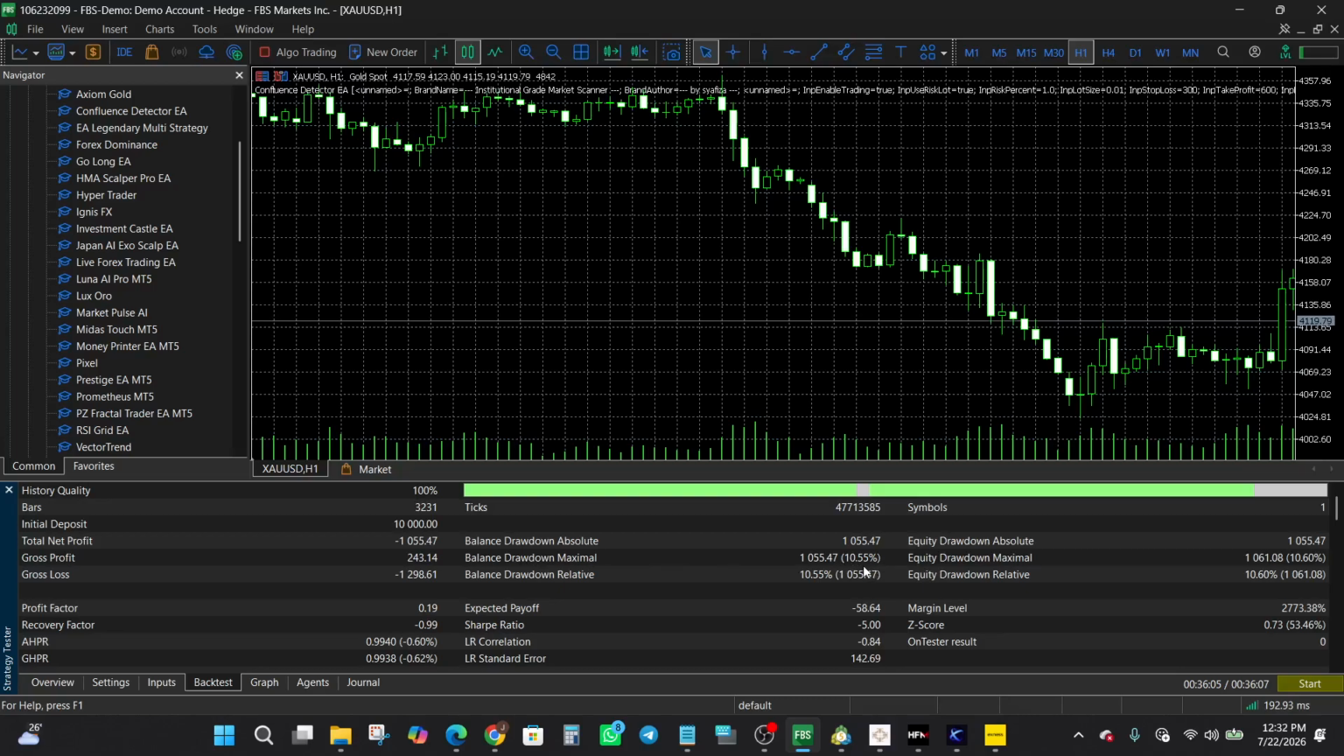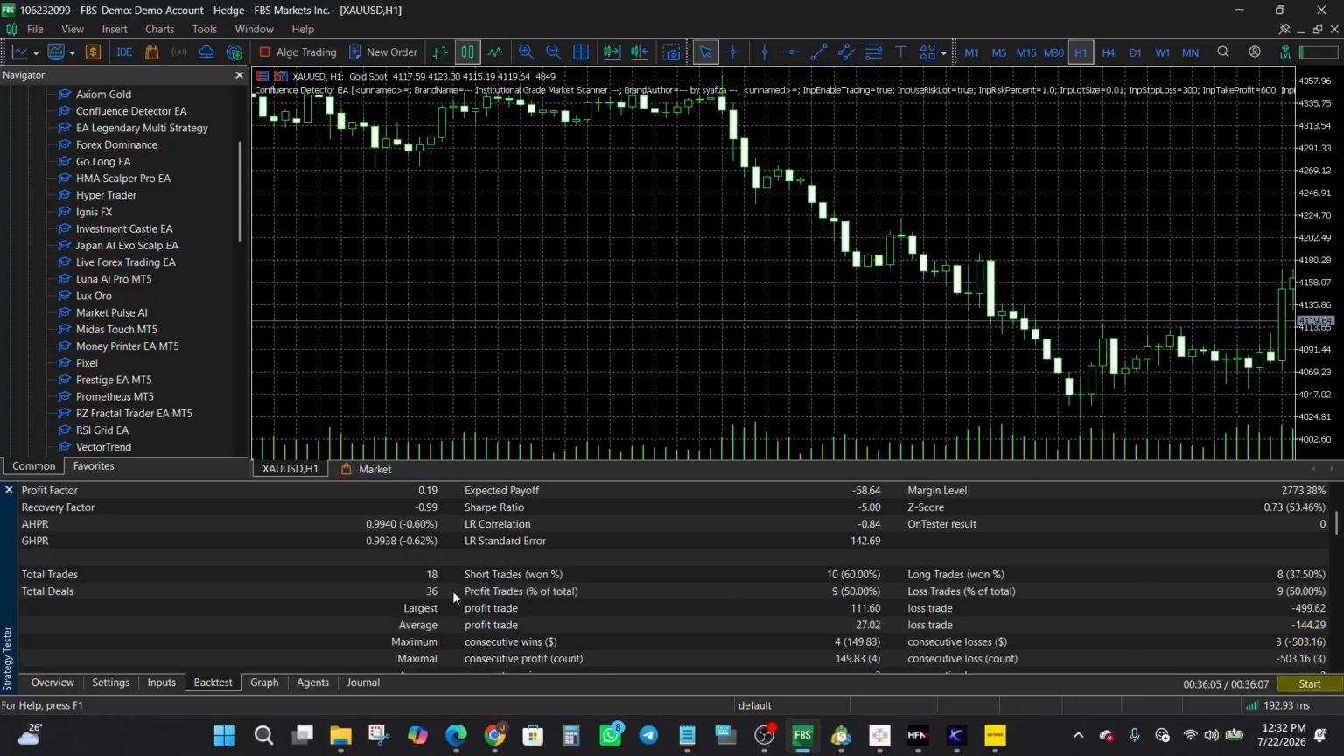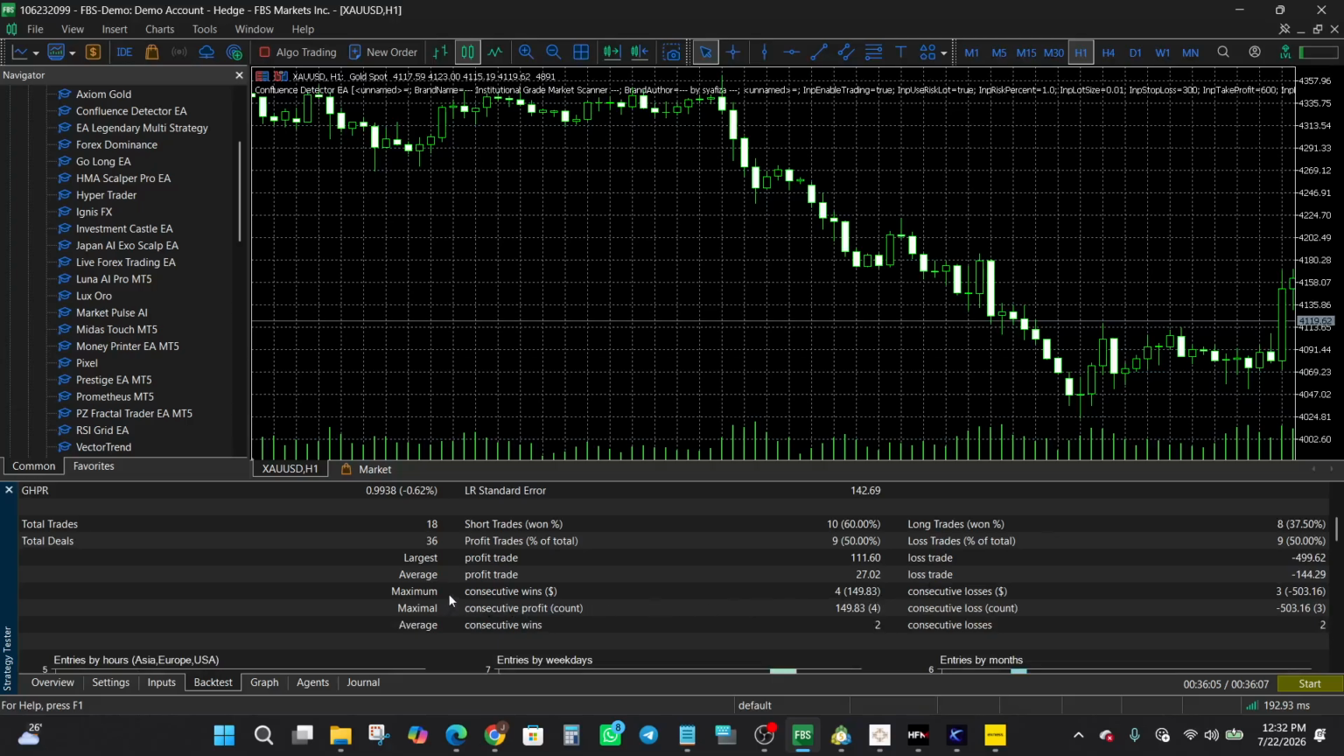10.55%. And also looking at the win rate, from 18 total trades taken, only 9 were profitable, giving us a 50% win rate. And also the average profit was $27.02, while the average loss was $144.29. So that means that the average risk to reward ratio is bad.